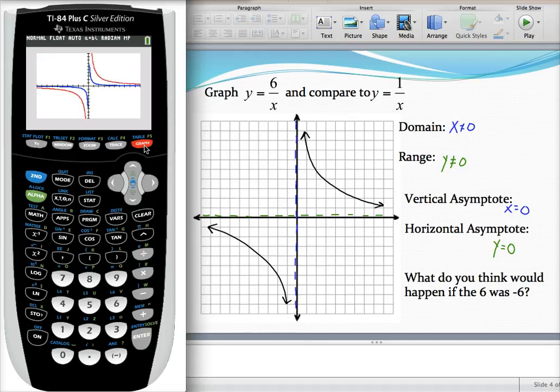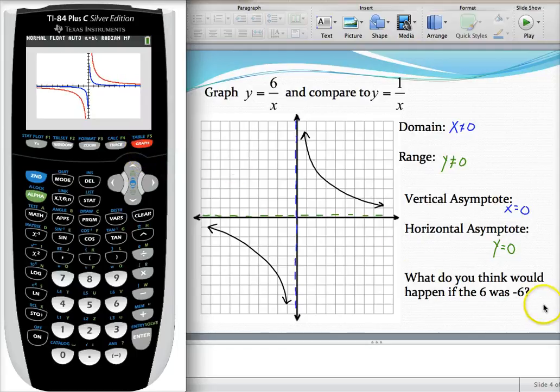Notice that all that 6 did was kind of push the graph away from the center a little bit. Since I'm not having you plot any points, that doesn't really matter for what we're doing. However, if you need to plot more points, if your teacher's asking you to do that, or if you want to, you can go ahead and look at the table to plot some more points.